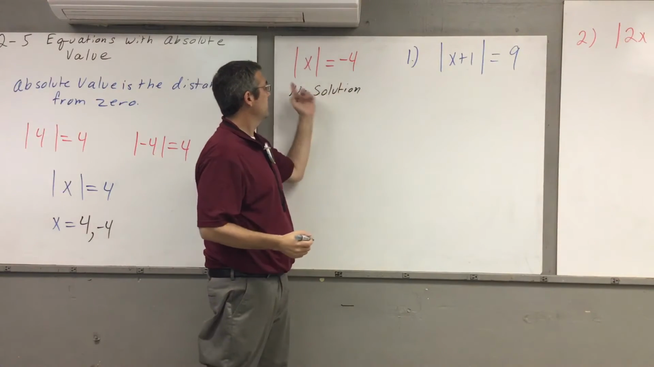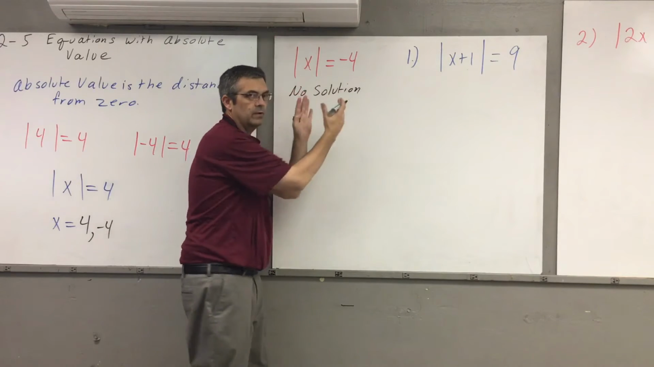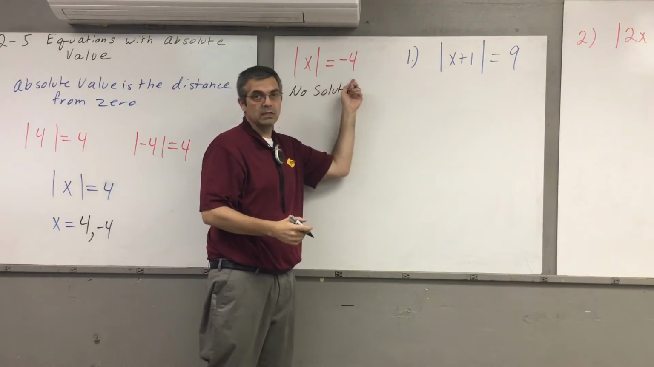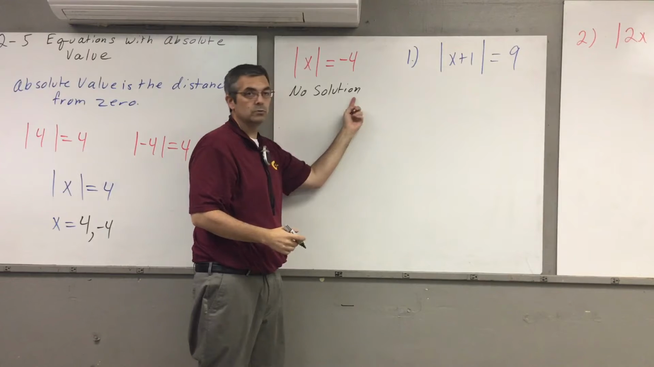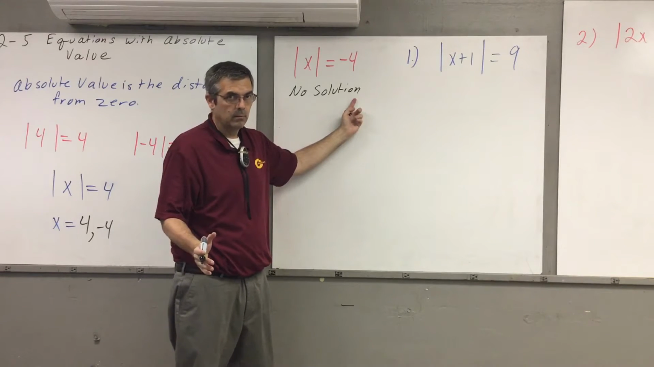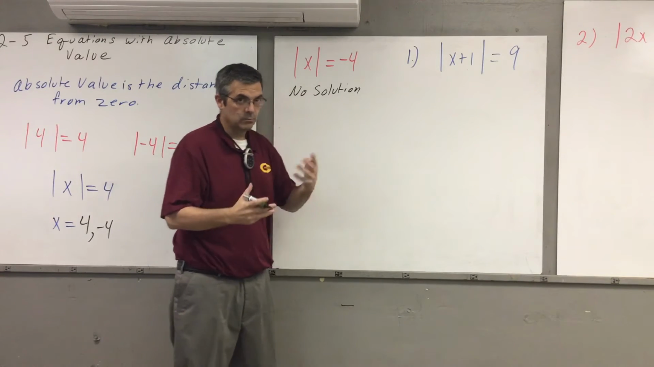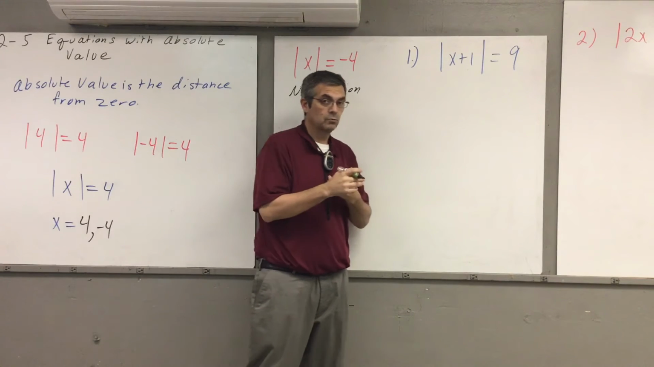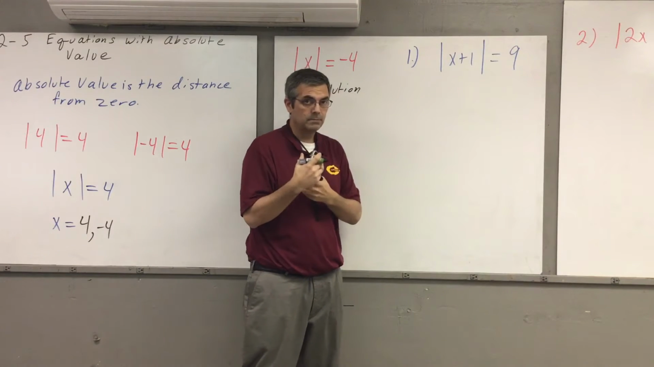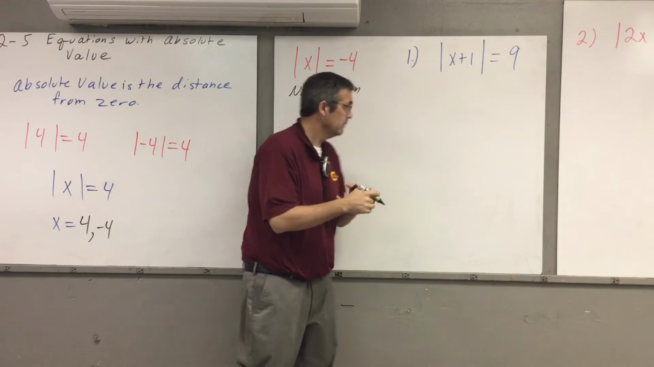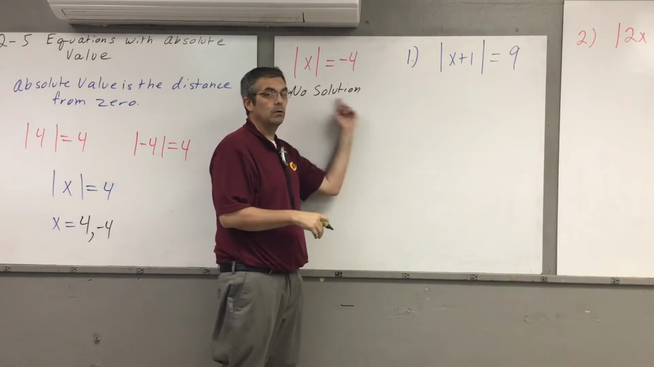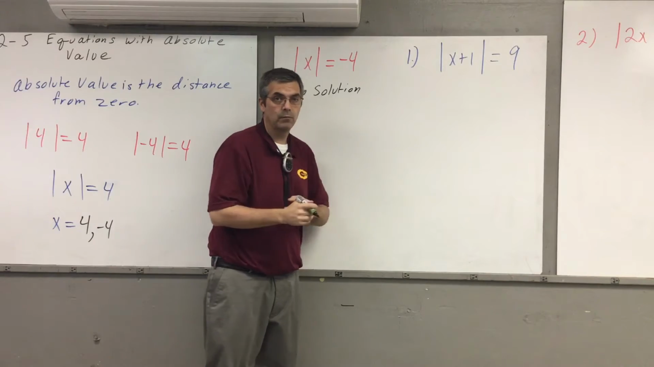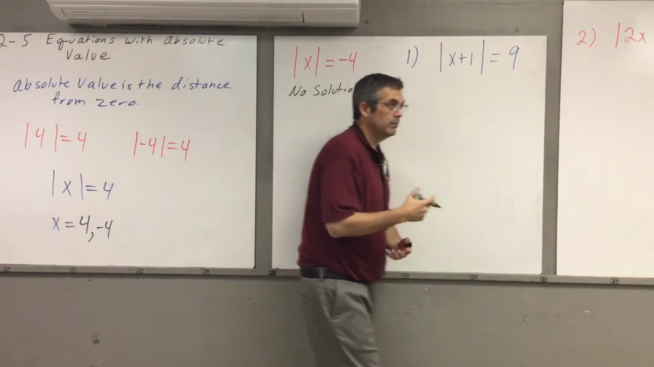So understand that if you get to here, you have the absolute value of a number, and it says equals a negative, you've got a no solution. It doesn't work. All right? So as we're moving forward, we should be looking for a couple of things, right? We should be looking for two answers to our absolute value equations normally, and then we should be looking for a no solution as we go forward. Okay? So be aware of those things.